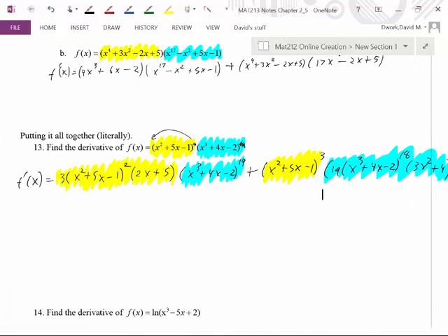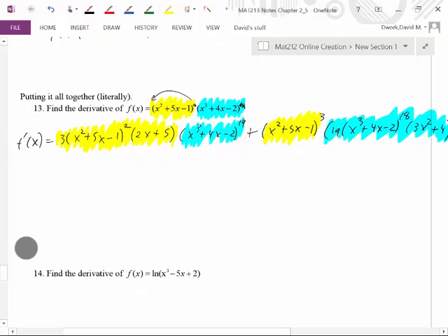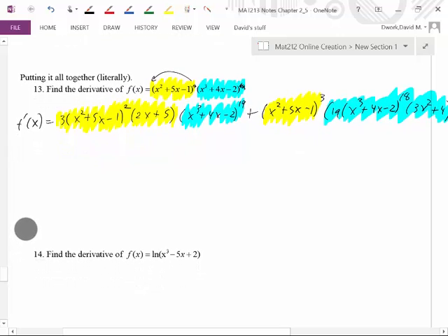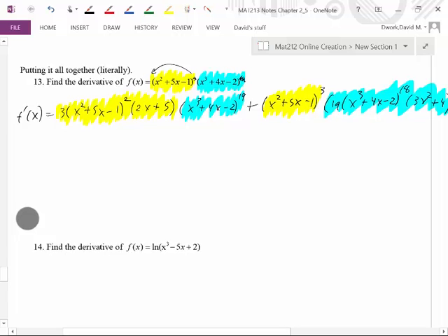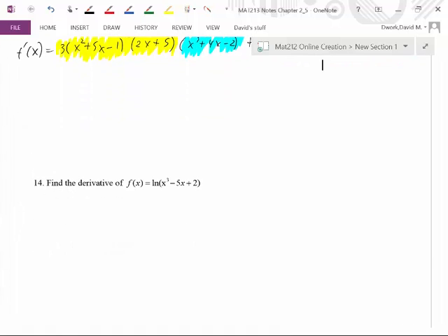Wonderful. All right. So that's going to bring us to problem number 14. One more where it's just another practice problem. So give it a pause, give it a try, see how you do.